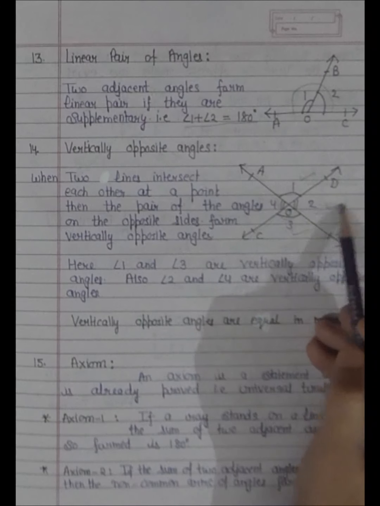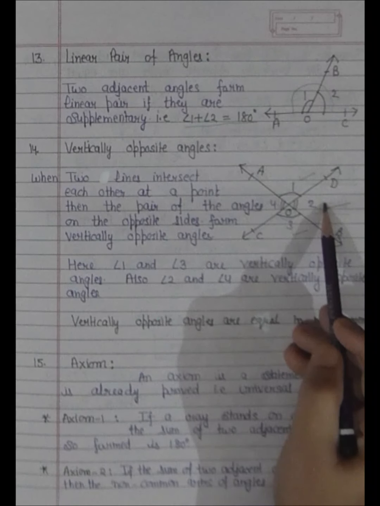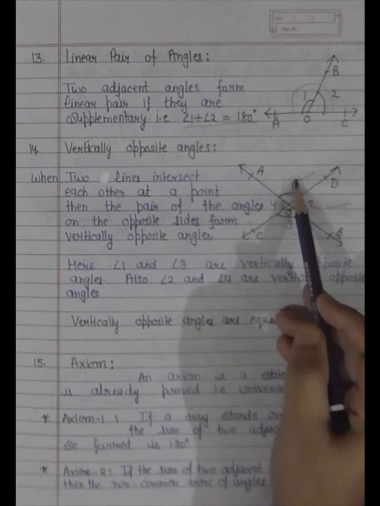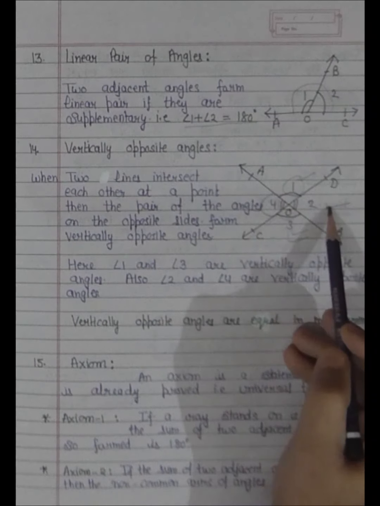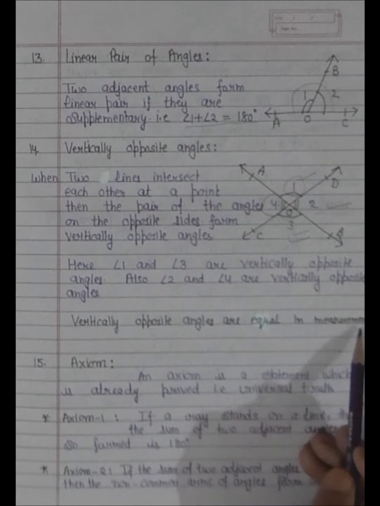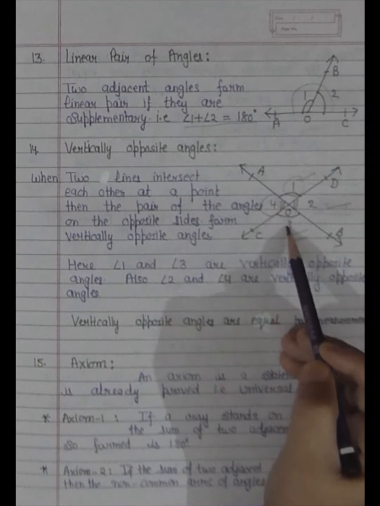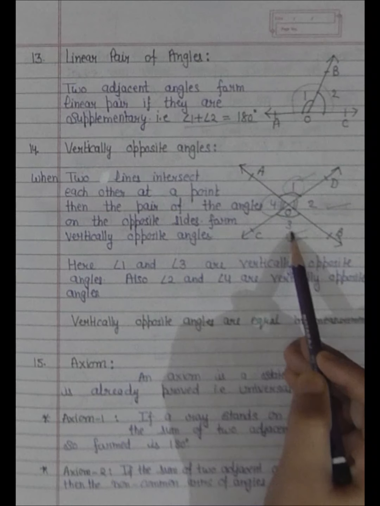Here angle 4 and angle 2. These angles are called vertical opposite angles. Here the vertical opposite of angle 1 is 3 and vertical opposite of angle 4 is 2. Vertical opposite angles are equal in measurement, meaning both are of the same measurement. If one is 120 degrees, the second will also be 120 degrees.